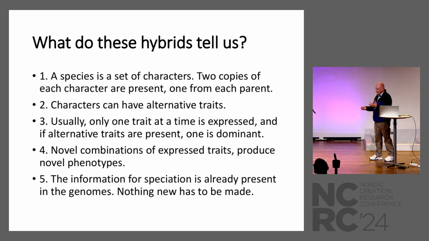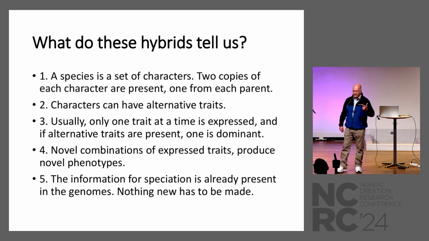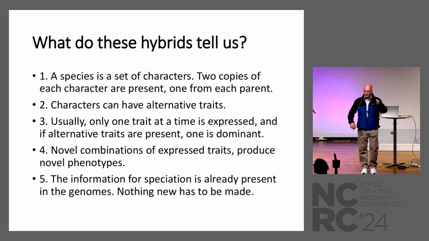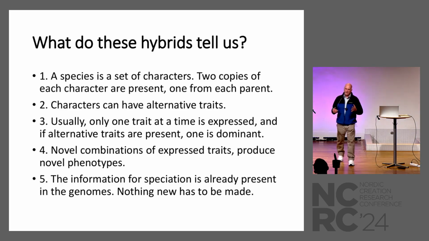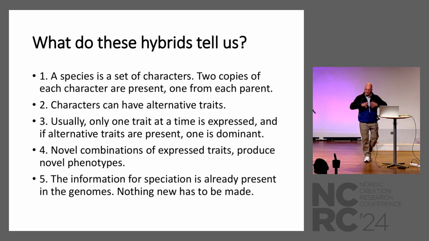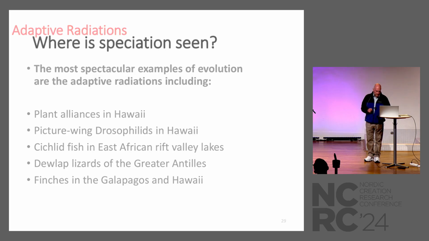The information is there. When I showed you the Zorse and the Hebra, all of the information in those two animals, for horses and for zebras, was present in the hybrid. And if you selected them, you could actually go back to a horse, or you could go back to a zebra. All the information was there. It's telling us that all the information can be there in the genome. And if we recombine it, we're going to get new species. The information for speciation is already present in the genome. Nothing new needs to be made. No mutations have to contribute.